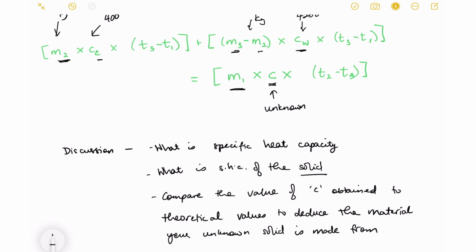In your conclusion, make sure and state the specific heat capacity of the metal as well as state the type of the material that you deduced.